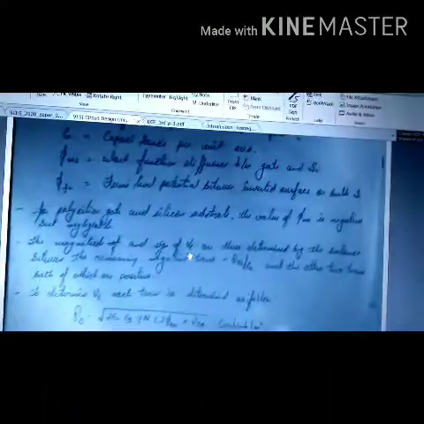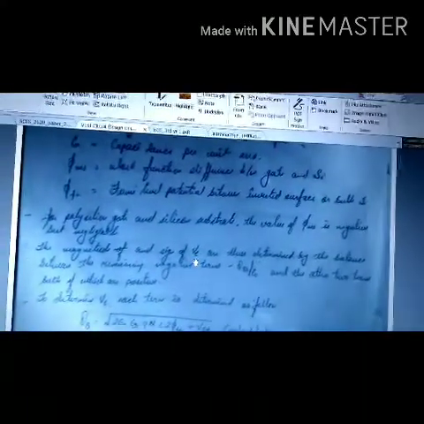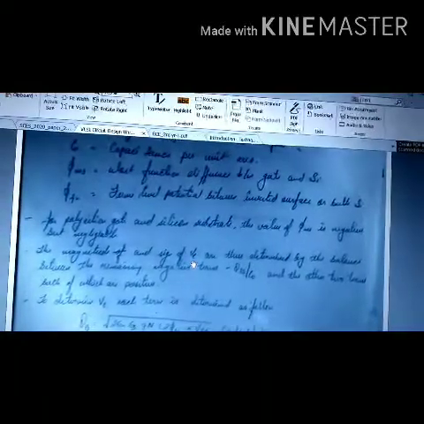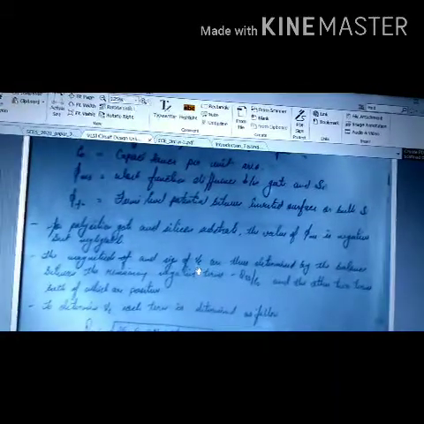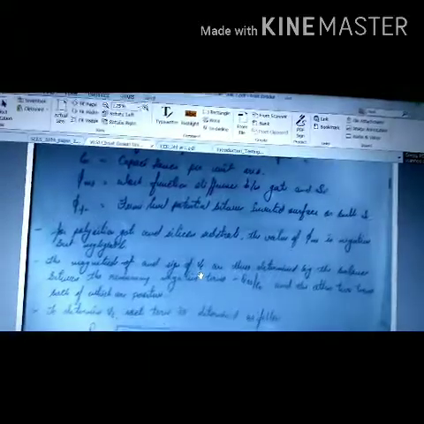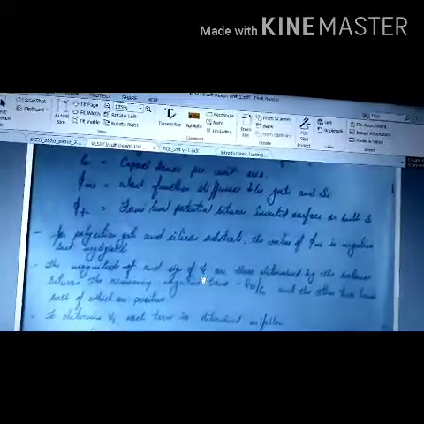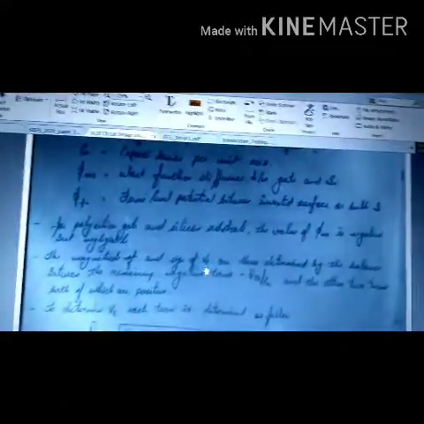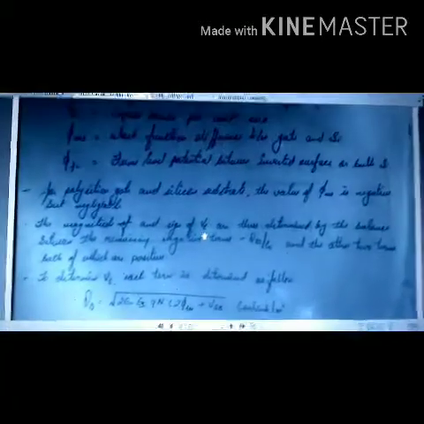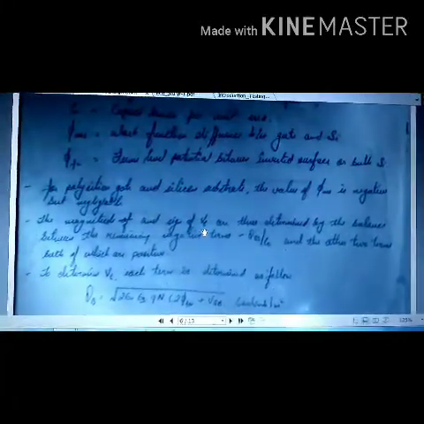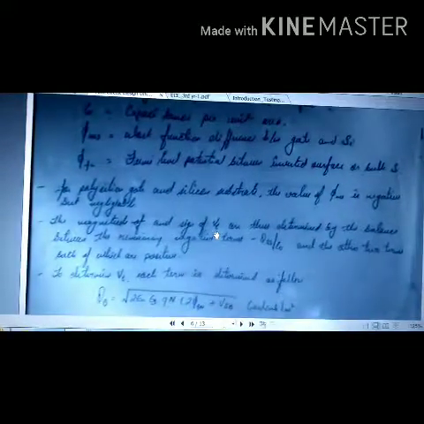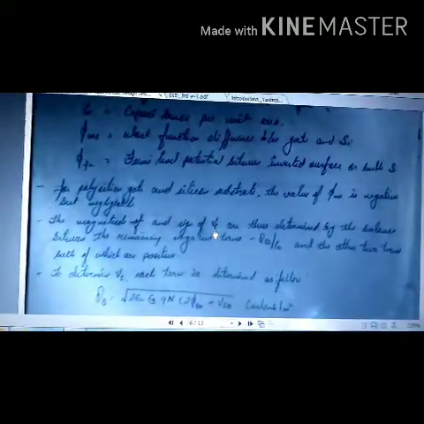If you are taking into consideration a polysilicon gate and a silicon substrate, the value of phi ms is negative, but it is very small because both are made up of silicon. One is single crystal and one is polycrystalline silicon, so you can say polysilicon. So the work function does not vary very much.